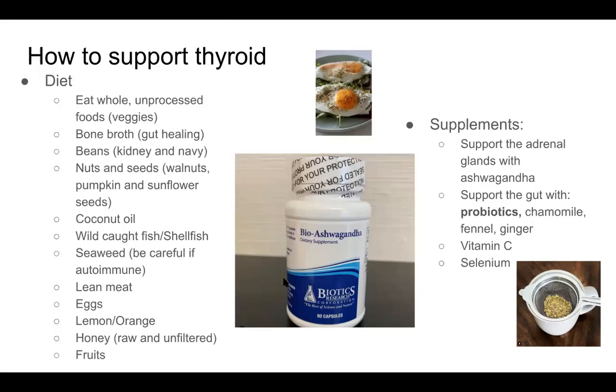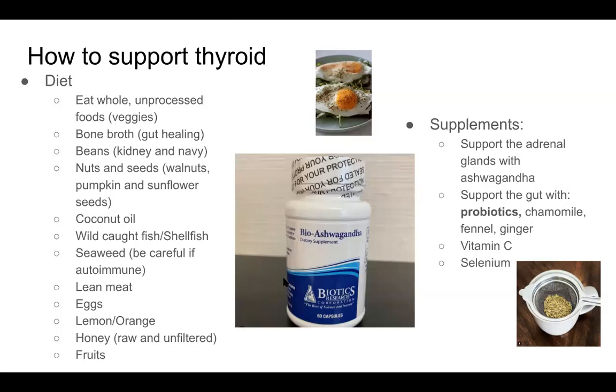Wild-caught fish and shellfish. Seaweed, be careful if you have autoimmune with too much iodine. Lean meat, eggs, lemons and oranges, honey if it's raw and unfiltered, and fruits.